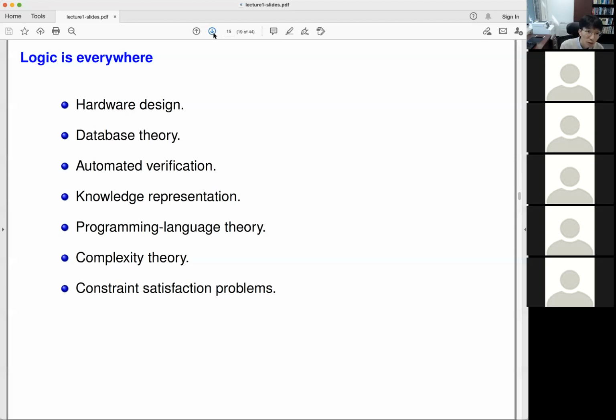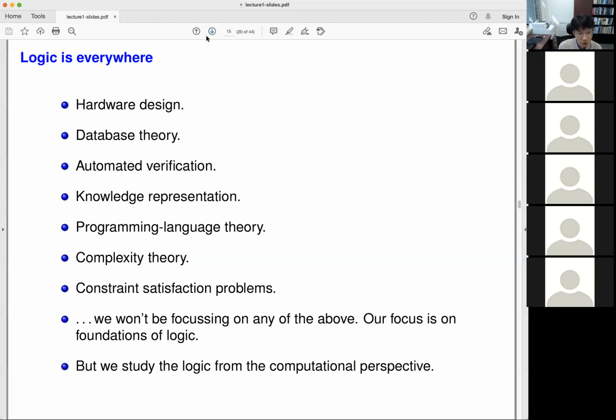So there are many applications of logic in computer science, and we are not going to talk about any of these in particular throughout this course. Our focus is more on the foundational aspects of logic, but this is not a logic course from mathematics. So our perspective will be very much computational. If we study some subfragment of, say, propositional logic, we will ask whether we can come up with an efficient solver or efficient satisfiability checker for that particular fragment, and so on.